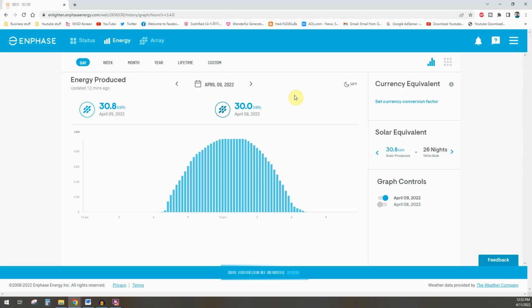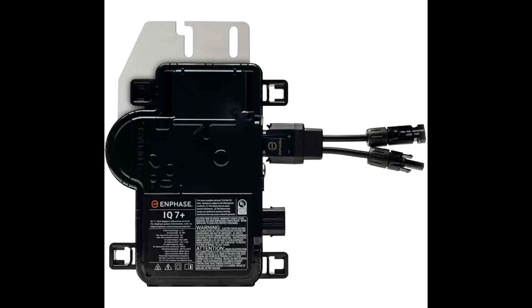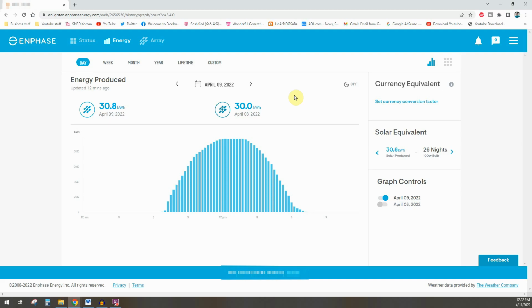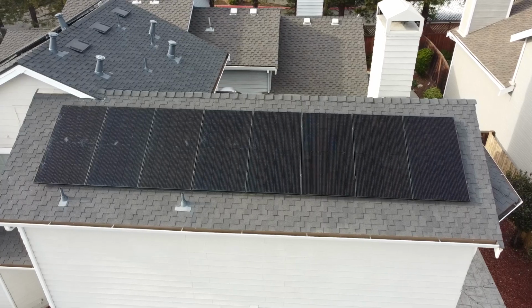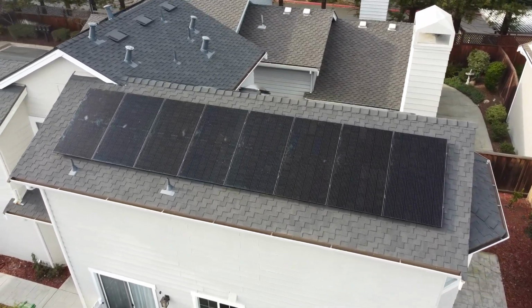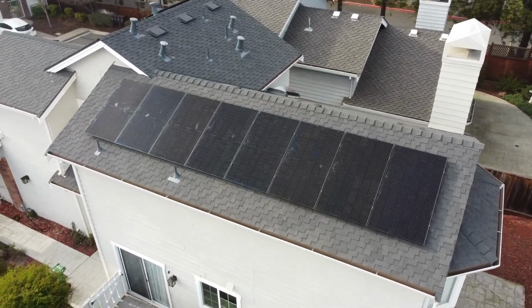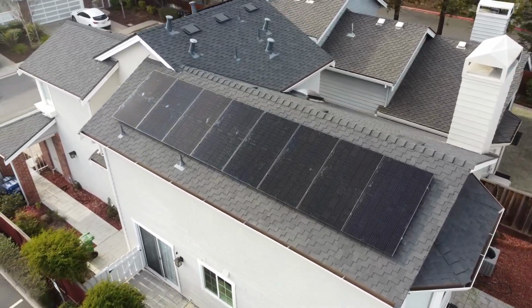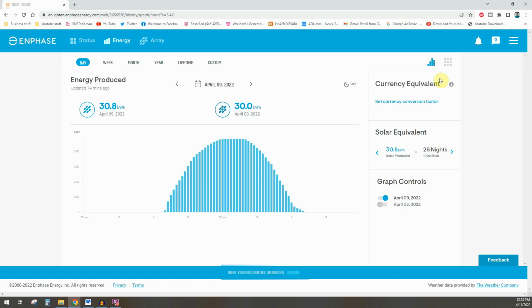First, let me tell you about my system. I have Qcell 400 watt panels and Enphase microinverters, the IQ7 Plus, which has a max wattage rating of 295 watts and a constant wattage rating of 290. As you can see, 290 is a lot smaller than 400 watts. What that means is there's a chance that I may not be maximizing my panel output for a portion of the day. Is it necessarily a bad thing? Not at all. I'll explain more on that later.